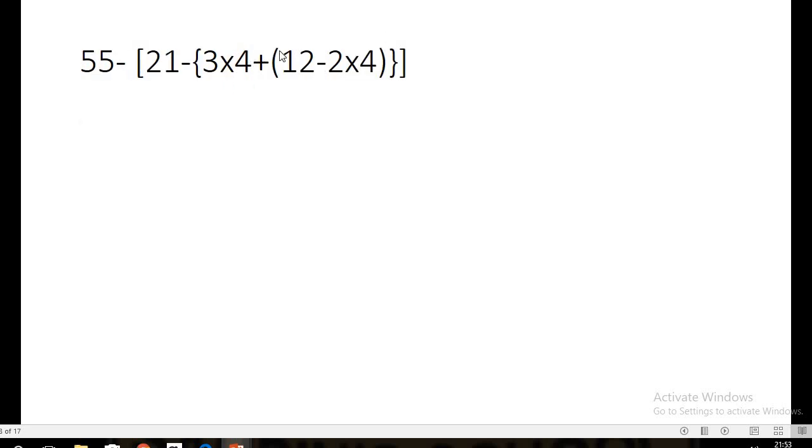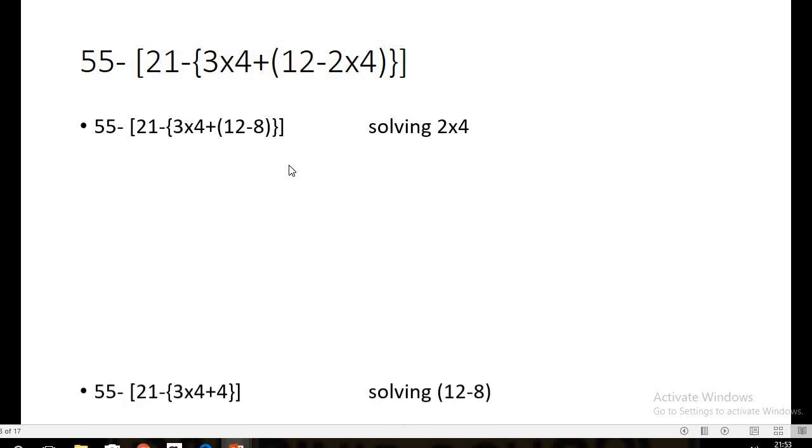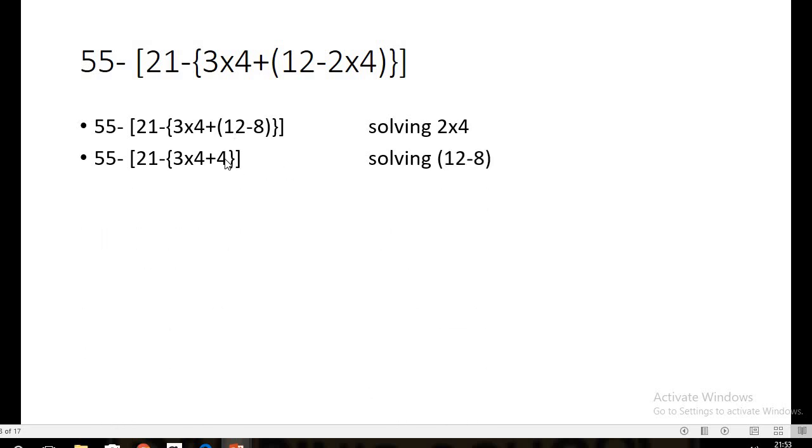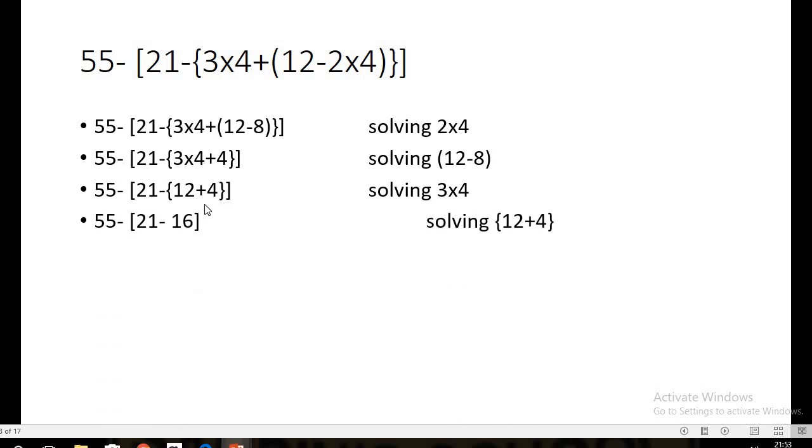In the next question we have in curly brackets two operations, minus and multiplication. So according to BODMAS, multiply will be done first. So 2 into 4 gives us 8 within the round brackets, and 12 minus 8 gives us 4, and round bracket vanishes. Now in the curly bracket again we have two operations, multiply and plus. So multiply will be given preference, solving 3 into 4 gives us 12. Now 12 plus 4 gives us 16, and curly bracket vanishes.